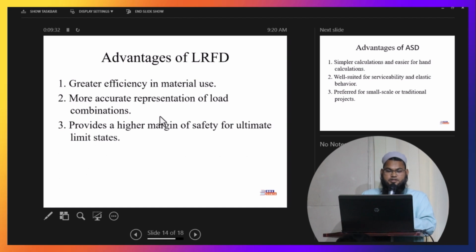Now, advantages of LRFD. Number 1 is greater efficiency in material use. As I mentioned before, LRFD is more economical. Number 2, more accurate representation of load combinations. Number 3, provides a higher margin of safety for ultimate limit states.